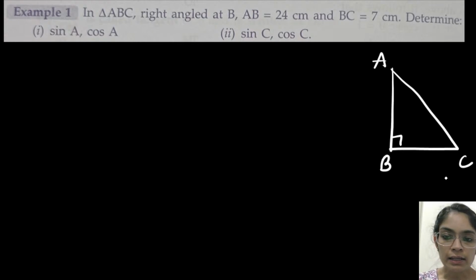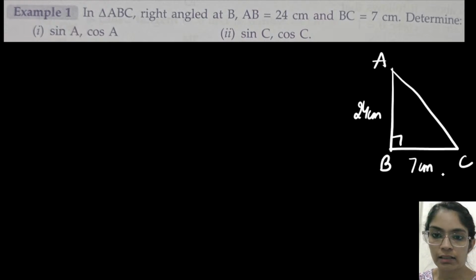In triangle ABC, it's given to us AB is 24 centimeter, BC is 7 centimeter. We have to find sine A, cos A, then sine C, cos C. Whenever we are doing a question of trigonometry, the very first thing which we have to do is to find all the sides of the triangle.